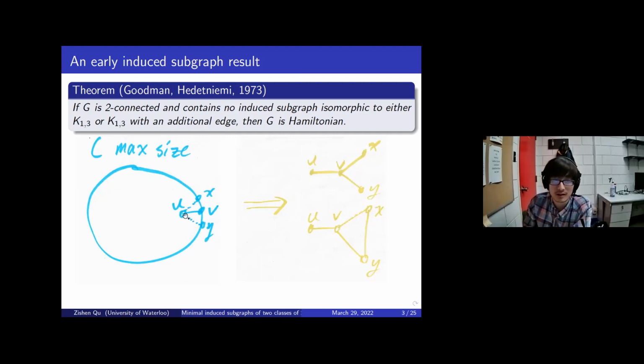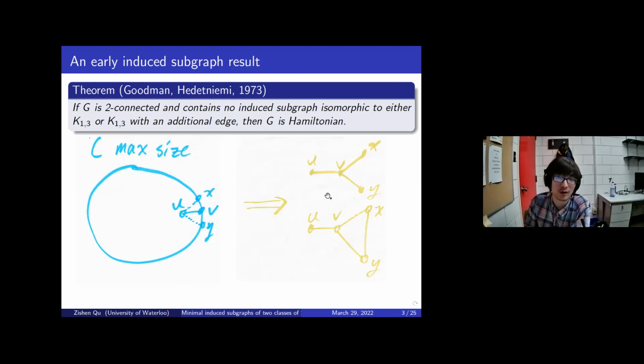Okay, so X and U can't have an edge. If they did, then we could have made the cycle longer. We just delete the edge XV and put in XU and UV. And the same argument holds for UY, so that also doesn't have an edge. These dotted lines mean there cannot be an edge there. Now you have this structure. Just zoom in, take a look.